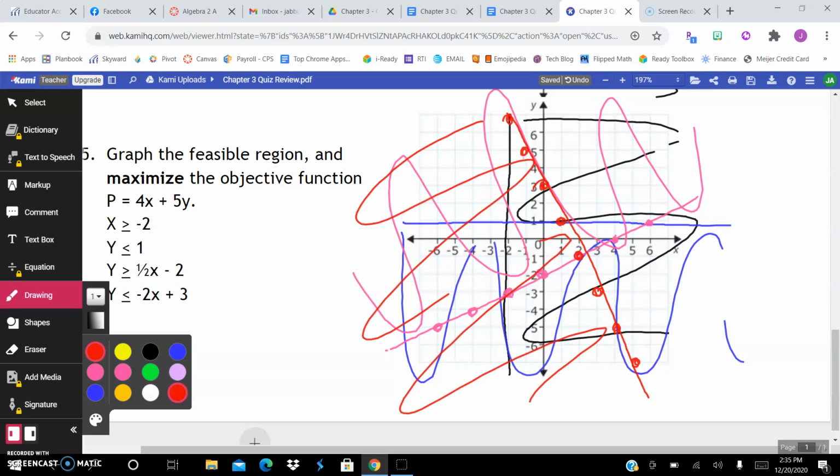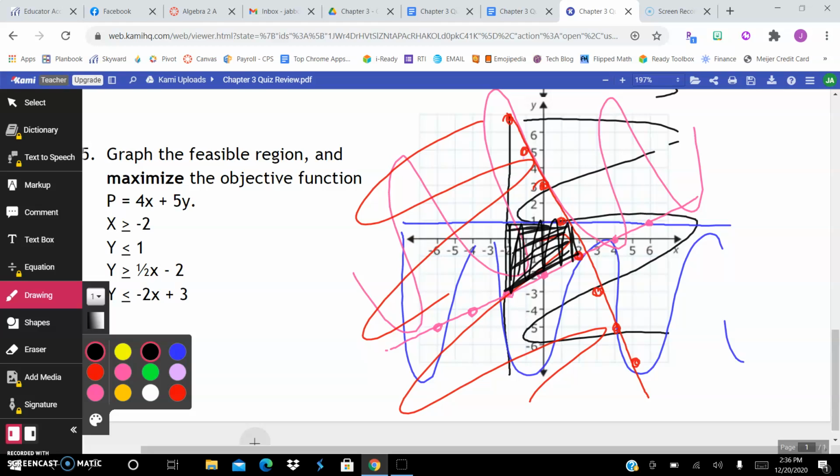So now we're looking for the region where we have all of the colors. And we have to be underneath of the blue line, we have to be to the right of the black line, we have to be underneath of the red line, and we have to be above the pink line. So it looks like this little shape right in here fits all of those categories.